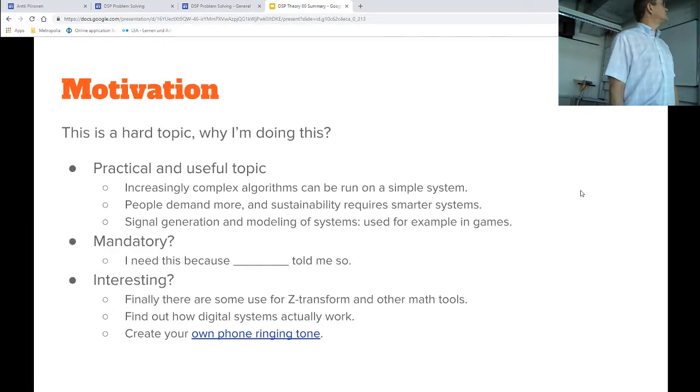Right. Motivation, practical and useful topic. I need this because Norbert told me so. That's your answer.